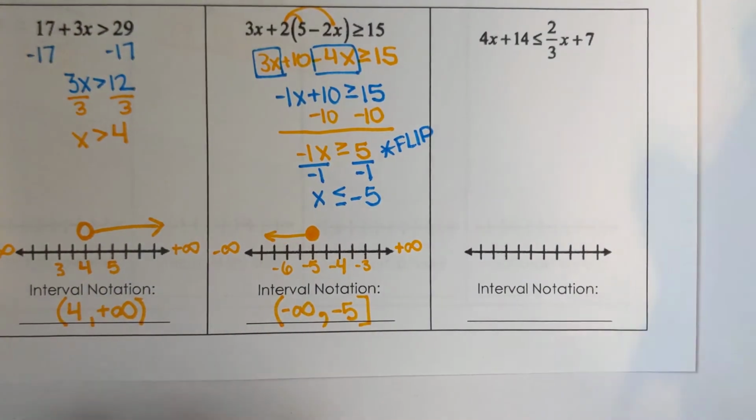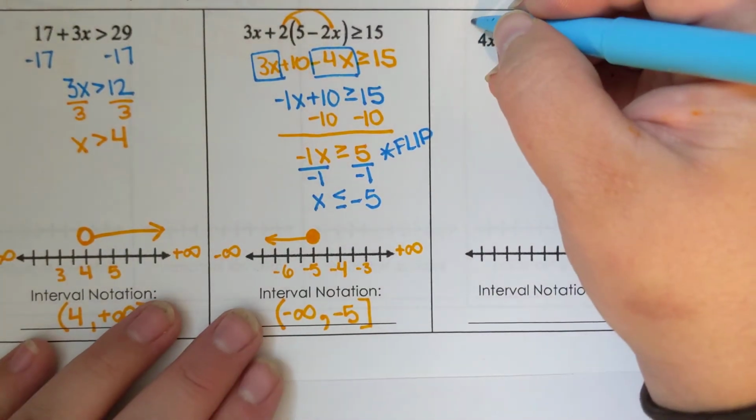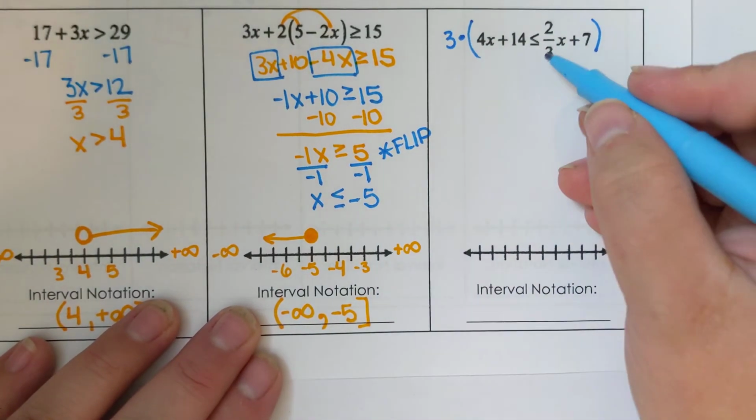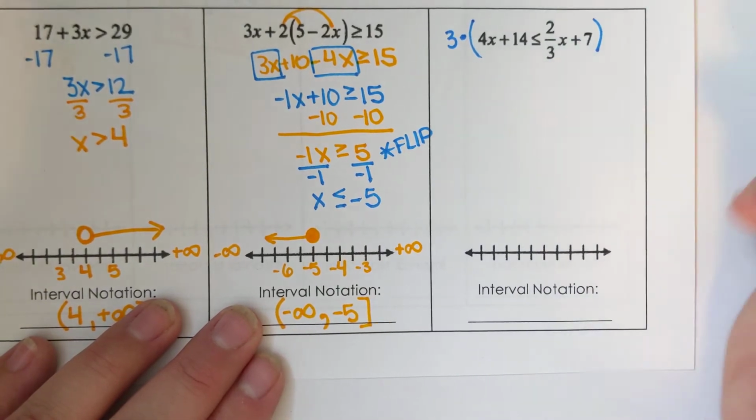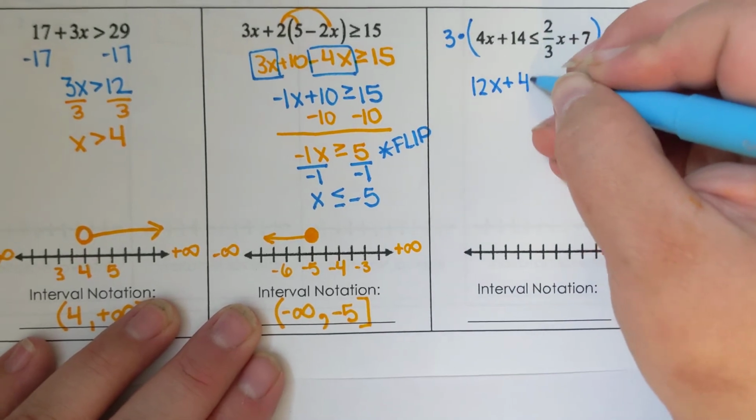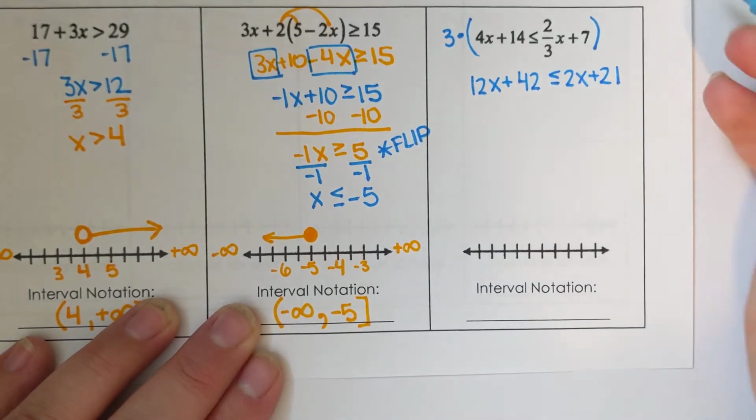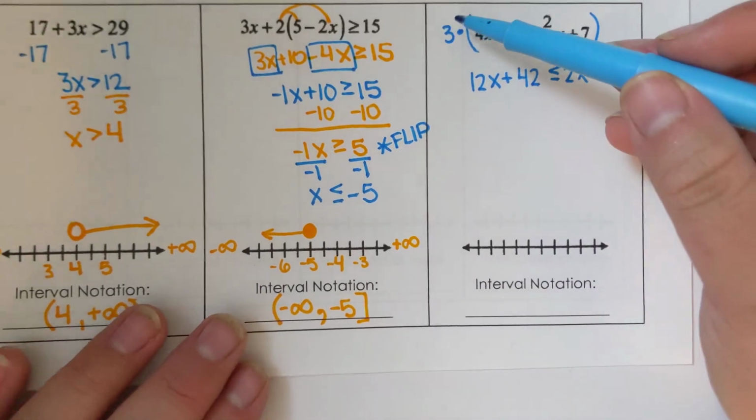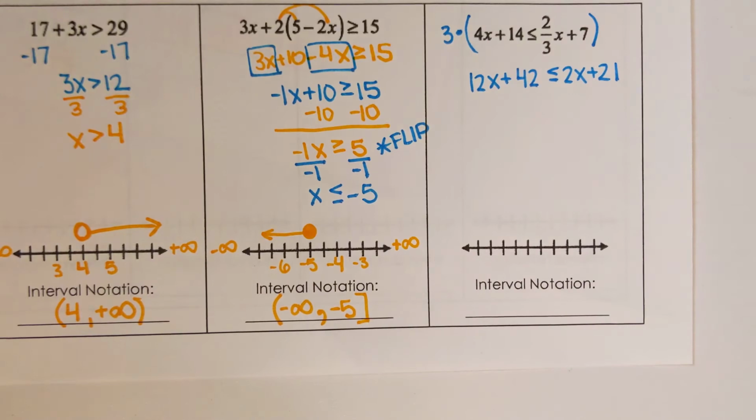And then last but not least, this third one over here has a fraction. And how do we get rid of fractions? By multiplying. In this case, you don't need to find a least common denominator because there's only one denominator, 3. So I'm going to multiply by 3 so there's no fractions left. Okay, 3 times 4 is 12. 3 times 14 is 42. 3 times 2/3 is 2. And 3 times 7 is 21.